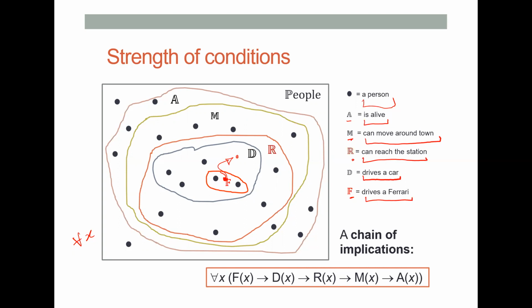And if x can drive a car, it means that x can reach the station. And if x can reach the station, it means that x can move around. And if x can move around, it means that x is alive.